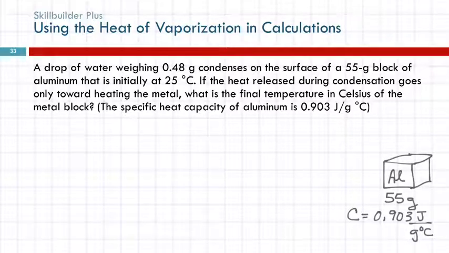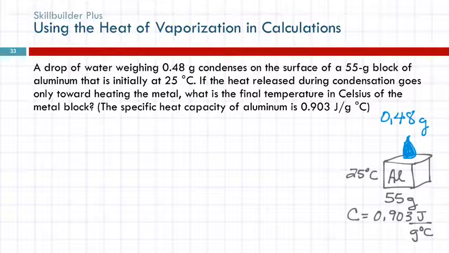And then there's this drop of water. So here's our drop of water, big drop of water, just so we can see it. It kind of looks like a drop of water. That has a mass of 0.48 grams. What else do we know about the aluminum? It's initially at 25 degrees Celsius.